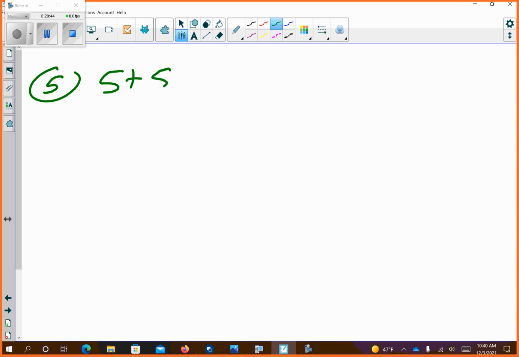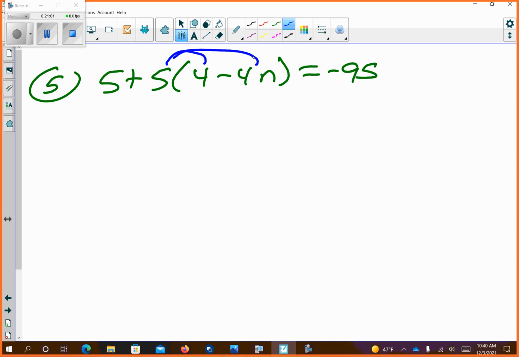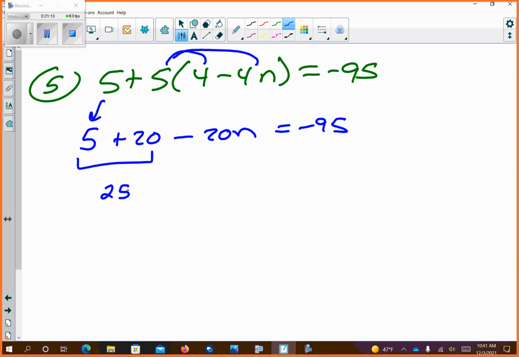Number 5. 5 plus 5, parentheses, 4 minus 4n equals -95. All right. The biggest error on this problem, my friends, would be someone's going to go, oh, 5 plus 5 is 10. That is incorrect. 5 is being multiplied, needs to distribute over that. So notice this 5 comes straight down. So you get that. These are like terms.